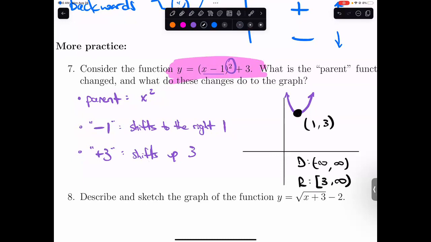Okay, you do the other 3, 8, 9, and 10 as homework tonight. Tomorrow we'll start right there and just make sure we're all on the same page. And then we'll add some more stuff.